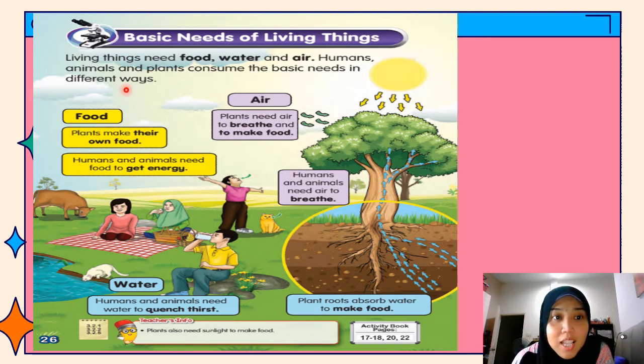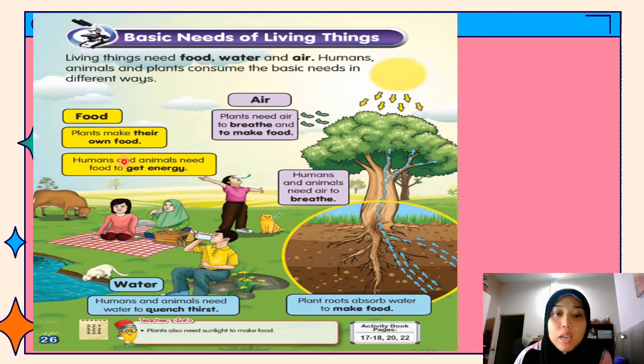I'm waiting. Okay, so now, living things need food, water, and air. Setiap benda hidup perlu food, water, and air. Humans, animals, and plants consume the basic needs in different ways. Manusia, haiwan, dan tumbuhan menggunakan keperluan ini dalam cara yang berbeza.